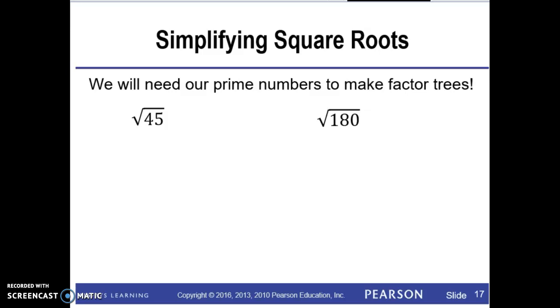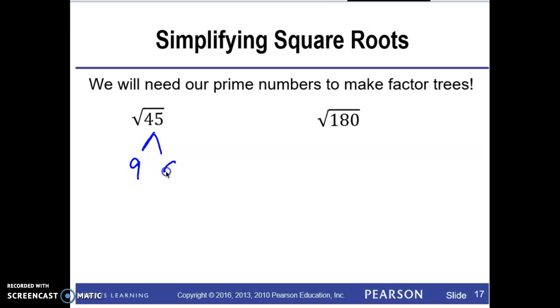There are many methods of simplifying square roots. The perfect square method is one that's very popular. I personally did not choose to do the perfect square method with my students because I found that most of them didn't know their perfect squares. So trying to figure out the perfect square number that divides into the number that I had turned out to be very counterproductive. It was much easier to do factor trees because they've already been practicing prime numbers in previous grades. So for 45, let's do a factor tree there.